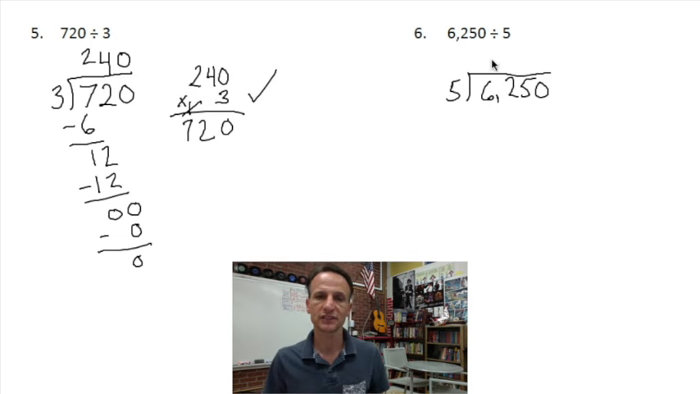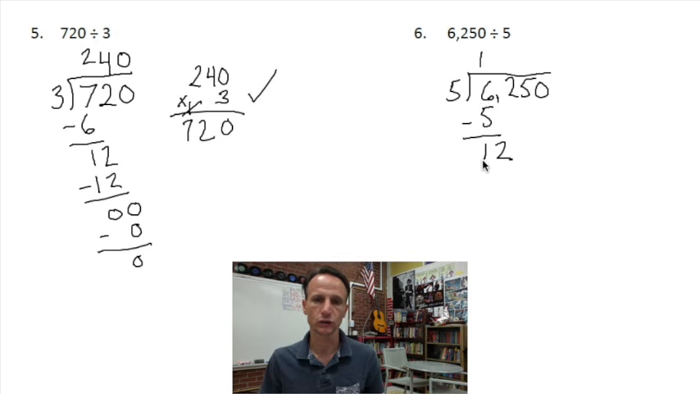So how many 5s in 6? Yep, there's 1, because 1 times 5 is 5. When we subtract, we're left with 1,000, right? 1 in the thousands place. And now let's divide up these 2 hundreds. So now we have 12 hundreds. How many 5s in 12? Right, there are 2, because 2 times 5 is 10. Subtract, we're left with 2 hundreds.